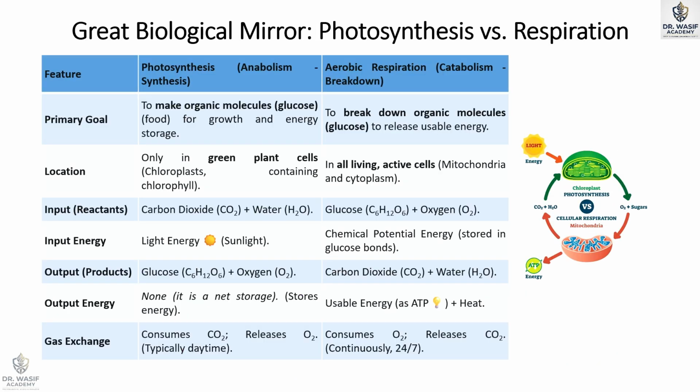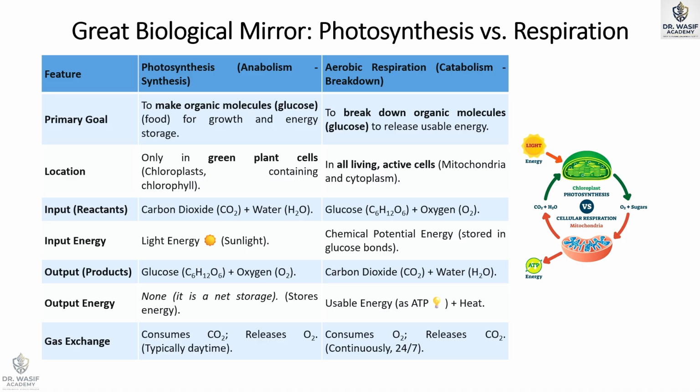To finish our journey, I want to show you one of the most beautiful symmetries in all of science. We call it the great biological mirror. Think of photosynthesis as a builder, or anabolism. Its goal is to synthesize food, specifically glucose, for growth. It happens only in the green parts of the plants. Using light energy to turn carbon dioxide and water into sugar and oxygen, it is essentially an energy storage system. Now, look in the mirror.